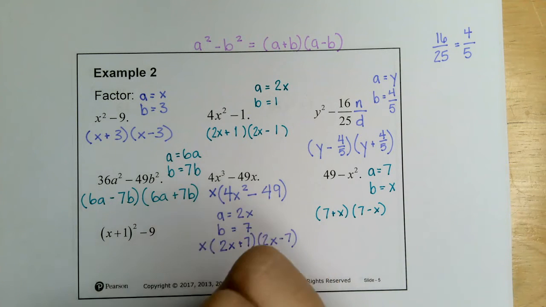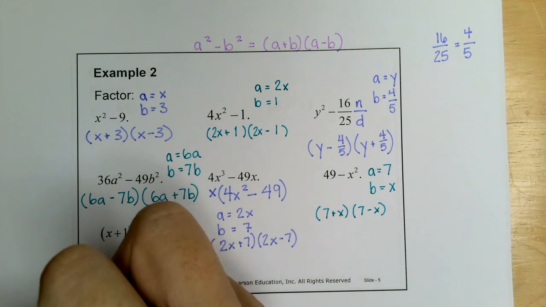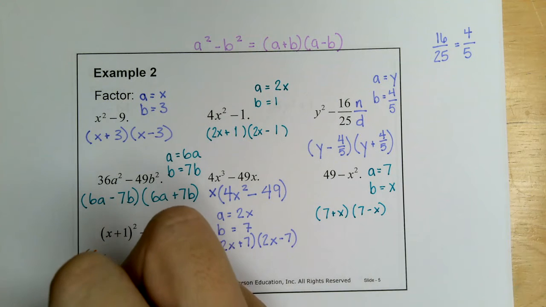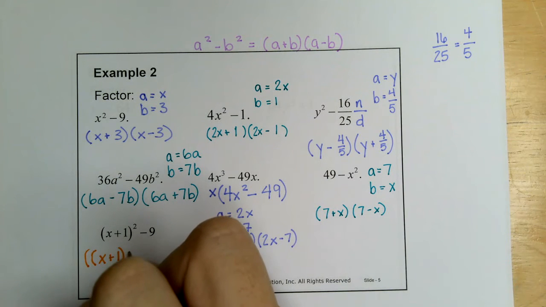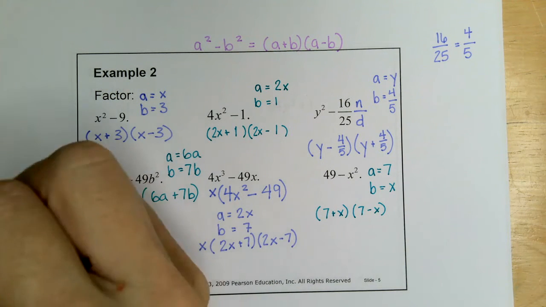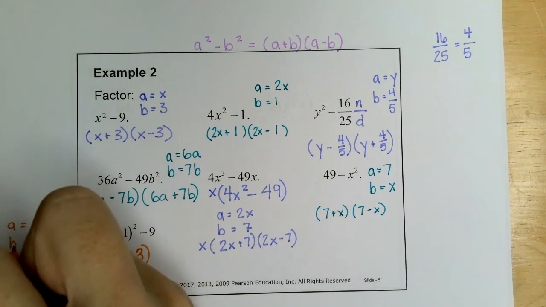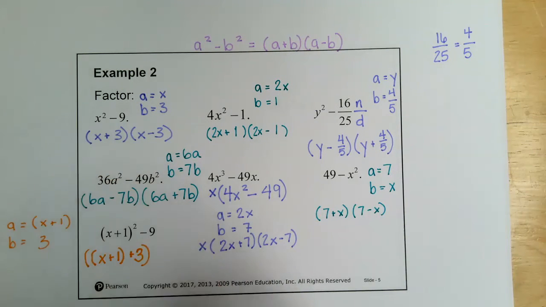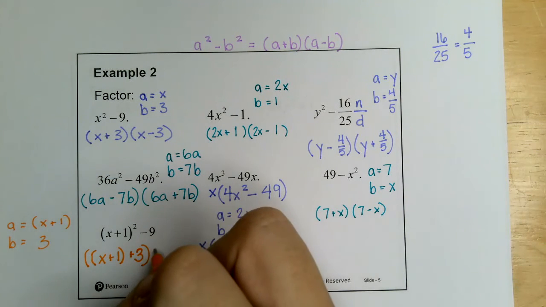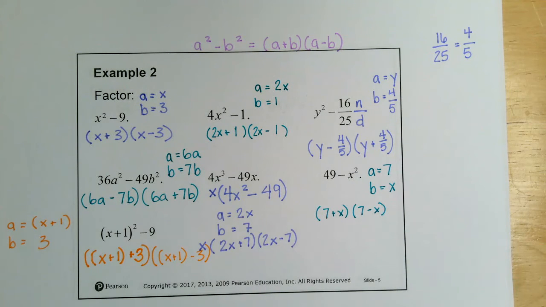X plus 1 squared minus 9. X plus 1 squared, the square root is x plus 1. So the biggest challenge here is getting the right parentheses. X plus 1 plus 3, right? Sorry, I kind of jumped ahead. The a is x plus 1, and b is the square root of 9, which is 3, times x plus 1 minus 3.